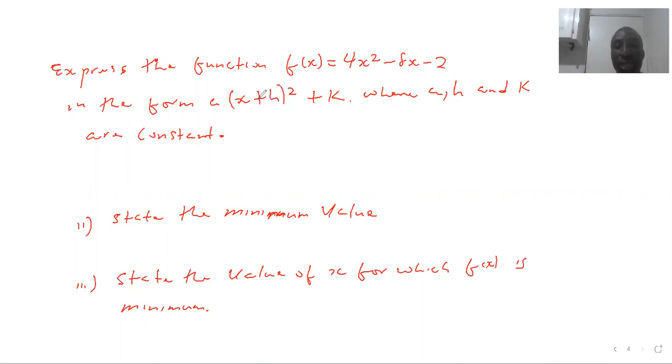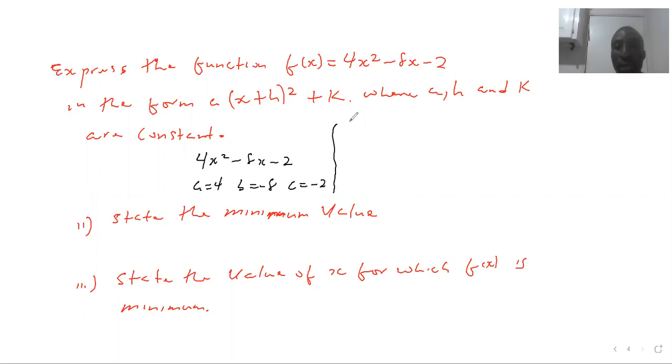So the first question, I'm supposed to write it in the form of completing the square, which you know what to do already. So first of all, we are going to take the equation 4x squared minus 8x minus 2. We are going to take out the a, b, and c. Our a is going to be 4, our b is going to be negative 8, and our c is going to be negative 2.